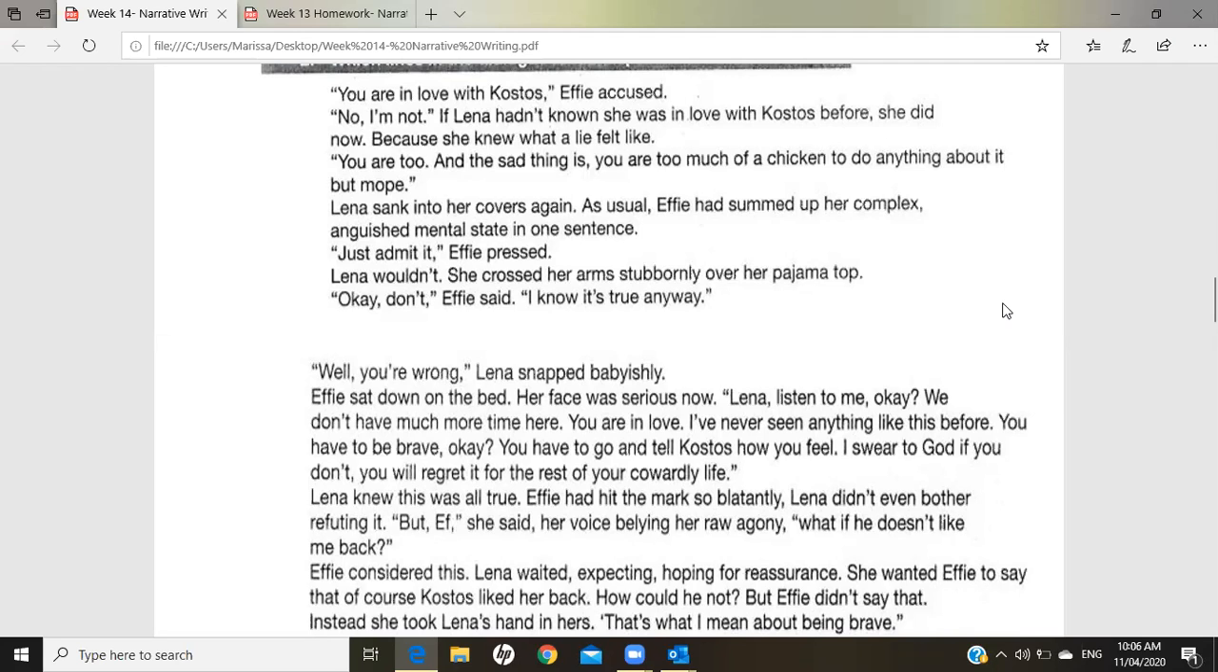Which lines here tell you that maybe Lena is a coward, she's shy, she's reserved? So how do you feel about Lena? Which line did you get your impression from? "You are too, and the sad thing is you are too much of a chicken to do anything about it." Yeah, so that line tells us that she is a coward because she's a chicken. Good. Steven, any line you see here that tells you about Lena's character?